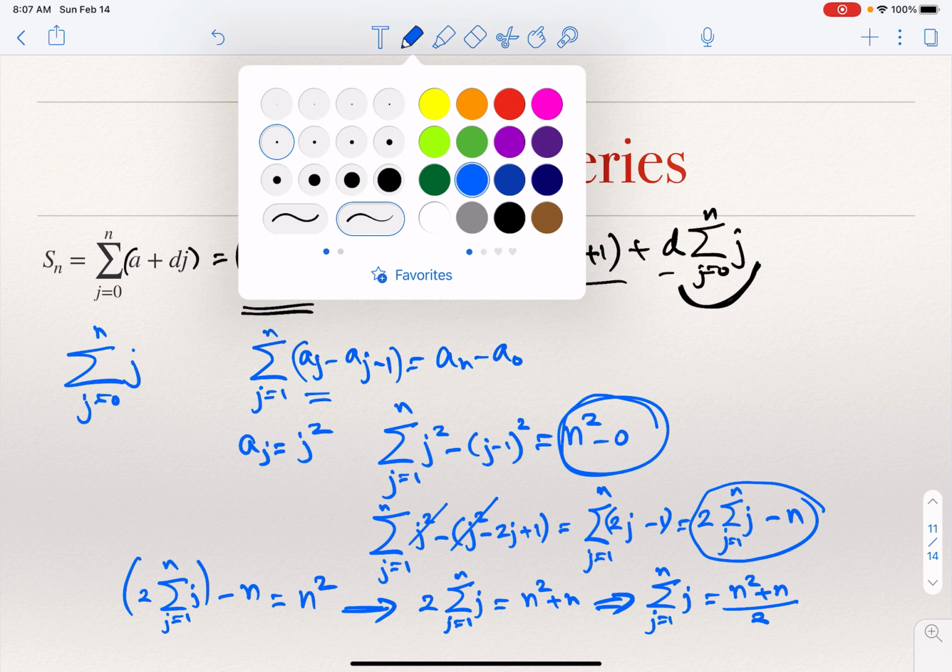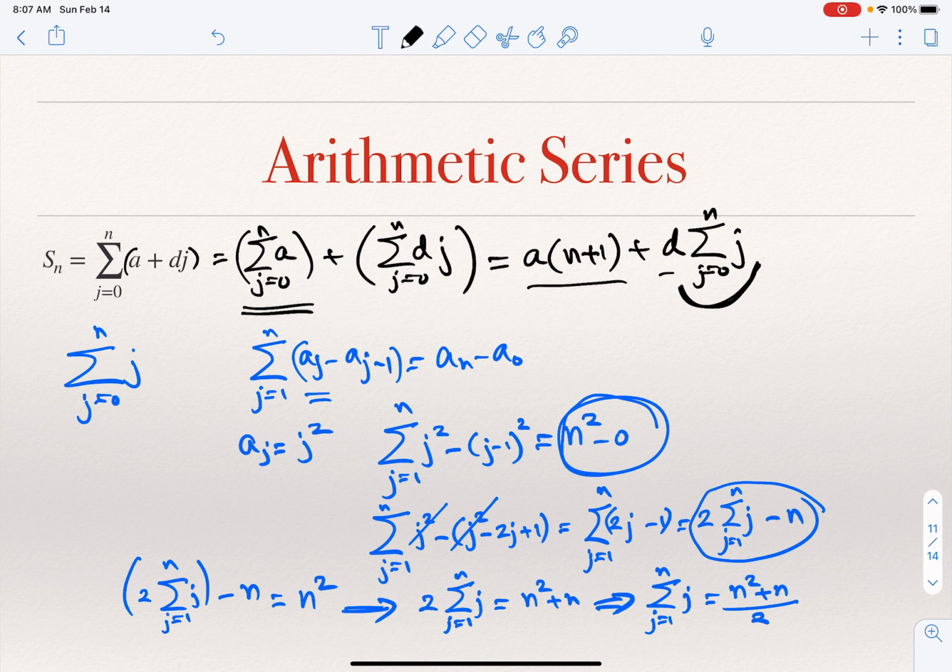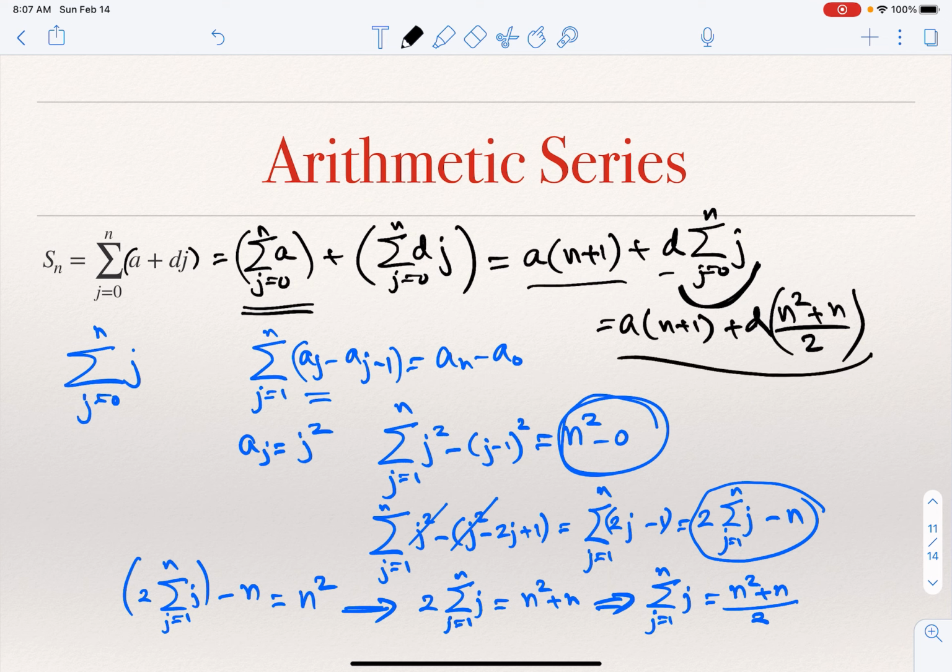So if I go back to this one, this equals a times n plus 1 plus d. The summation of j from 0 to n is n squared plus n divided by 2. Again, this summation here I'm using from j equal 1, but if I add 0 to it, it just adds 0. So this is how I calculate this. Now, you see how I use the telescoping sum to find the sum of j from j equals 0 to n.